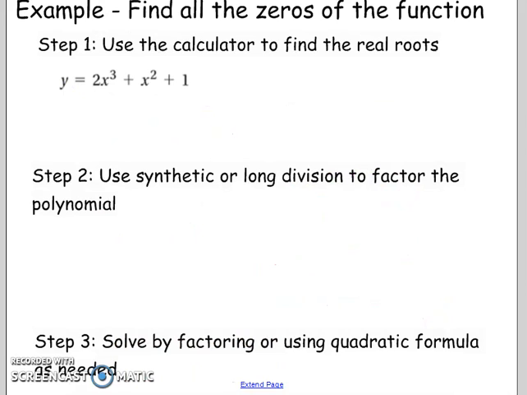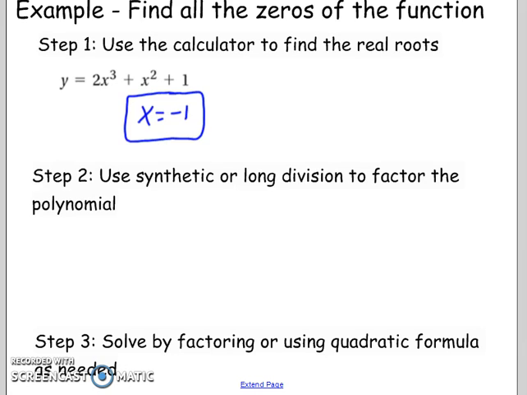Okay, so these are just the steps written out for you. Use the calculator to find the real roots is step 1. So if we plug this into the calculator, -1 is one of the roots that works from the calculator. So once we have that, we use that for synthetic or long division.